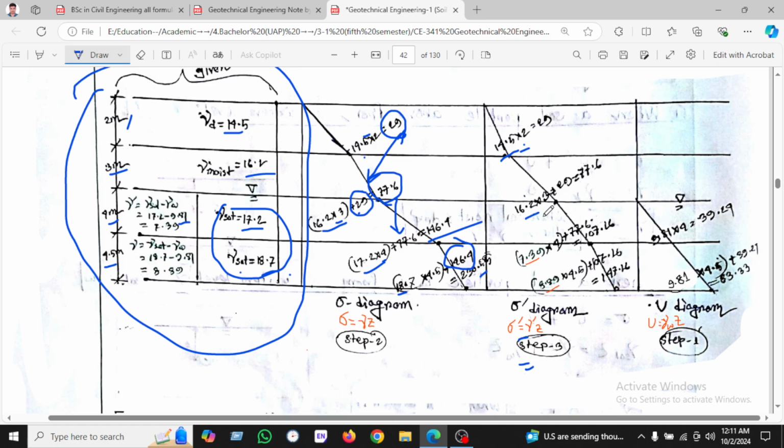In the second layer, we have 16.2 into 3, 16.2 into 3, and adding the upper portion of the value, and found 77.6. And this is very important, which is found 7.39. How do we get this? The saturated value is given as 17.2, but we have to find the gamma prime. Gamma prime is gamma saturated minus the unit weight of water. We know the unit weight of water is 9.81, and 17.2 minus 9.81 gives 7.39. That's why we will use 7.39 and multiply with 4.